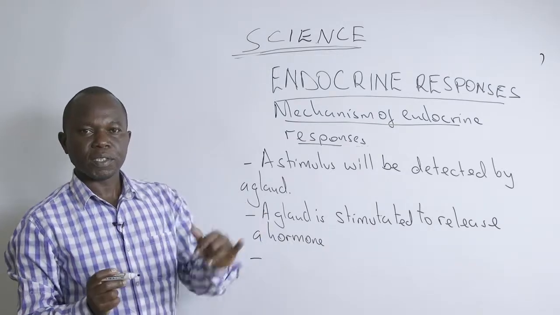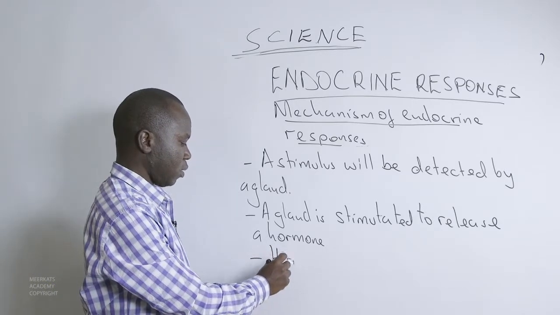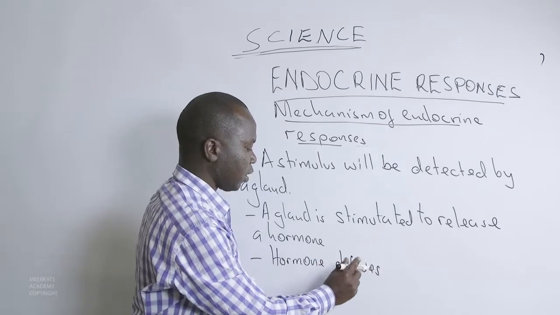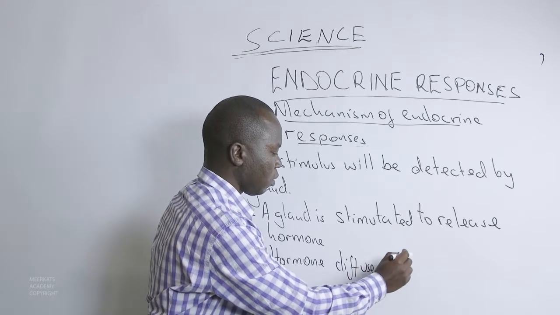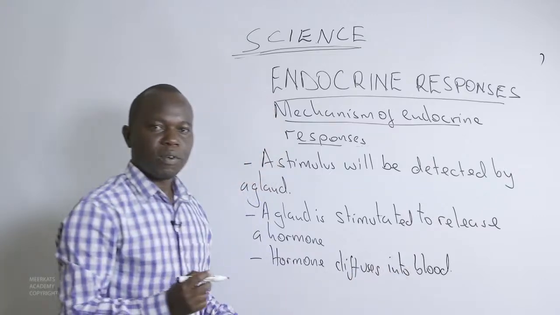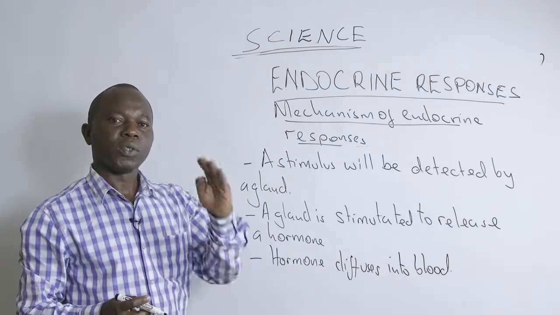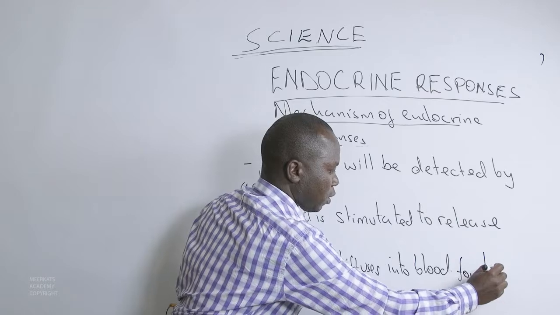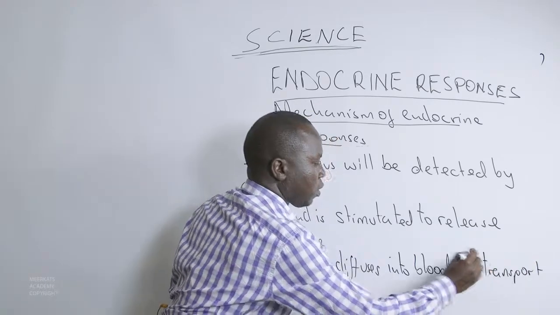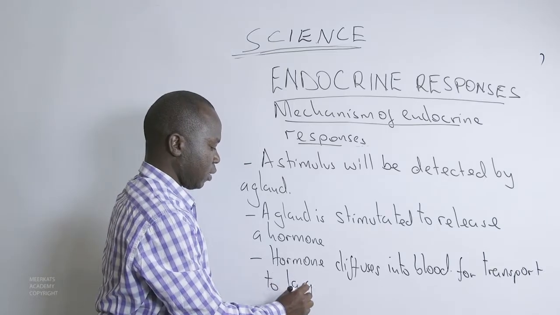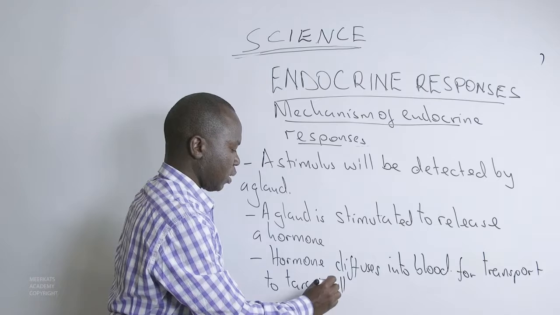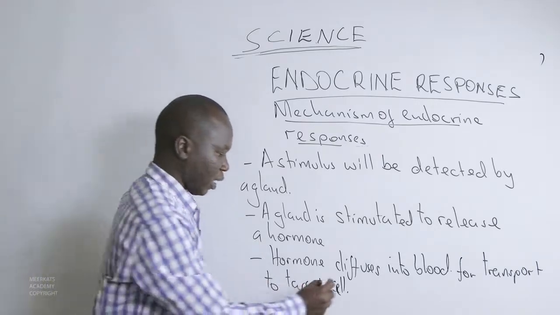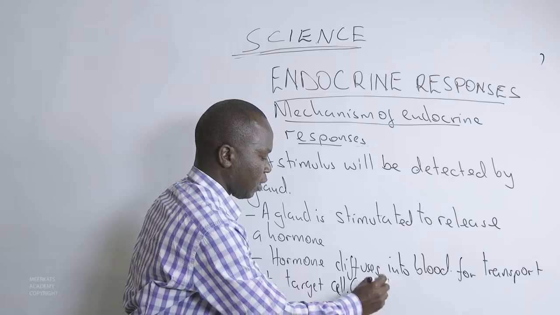But that hormone will diffuse into blood. Hormone diffuses into blood. For what purpose? So that it can be transported to the target cell or structure. In this case, the target structure is an equivalent of the effector. It is the same as the effector.